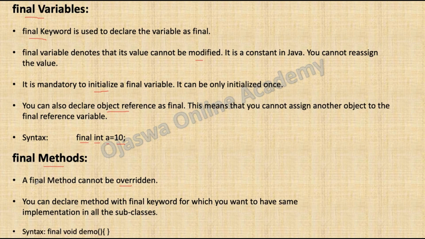So this happens when some superclass doesn't want subclass to change the code for the method. It can declare it as final so that the method cannot be overridden and the code cannot be changed. You can declare method with the final keyword for which you want to have same implementation in all subclasses. Syntax is final keyword, return type, method name, and parenthesis.